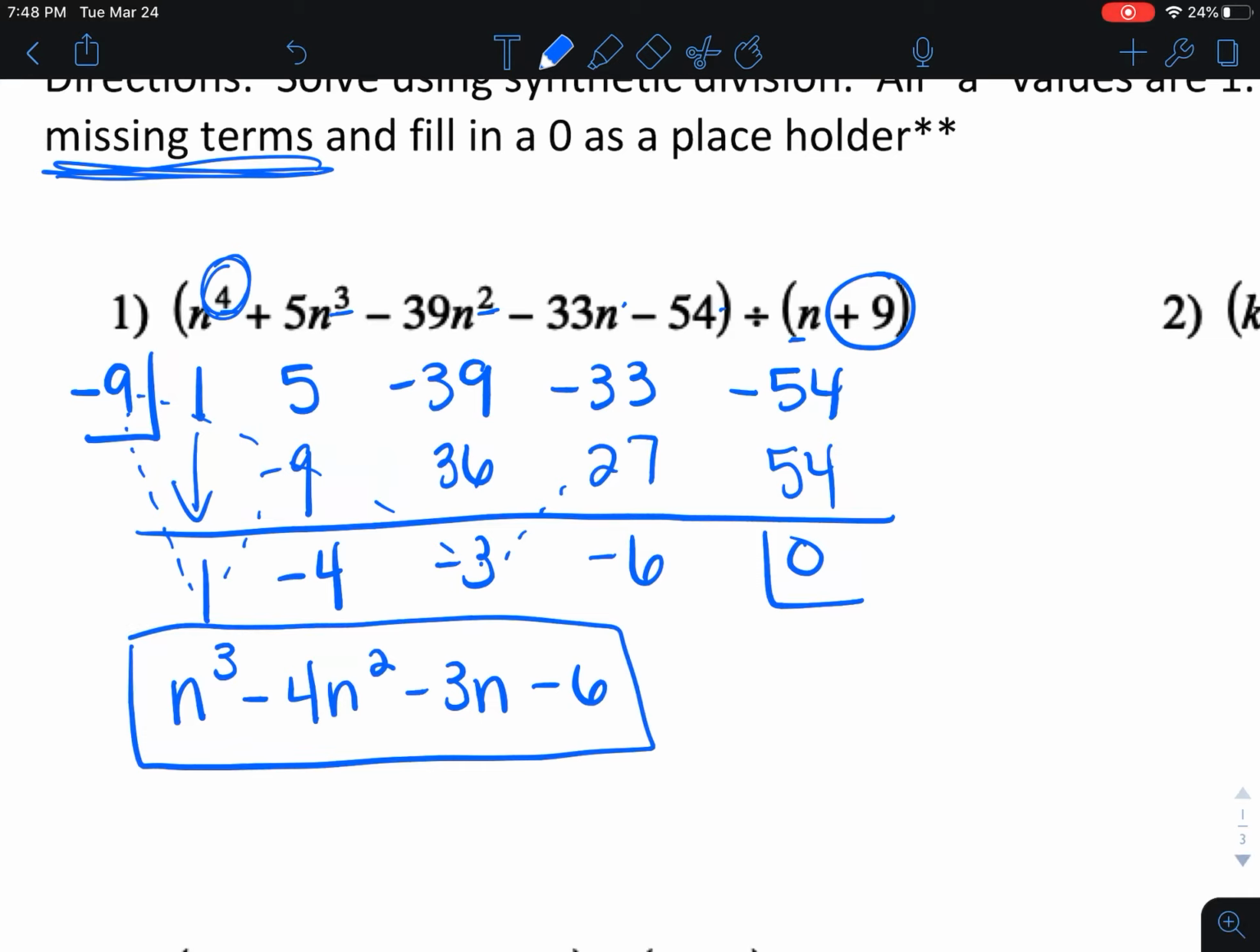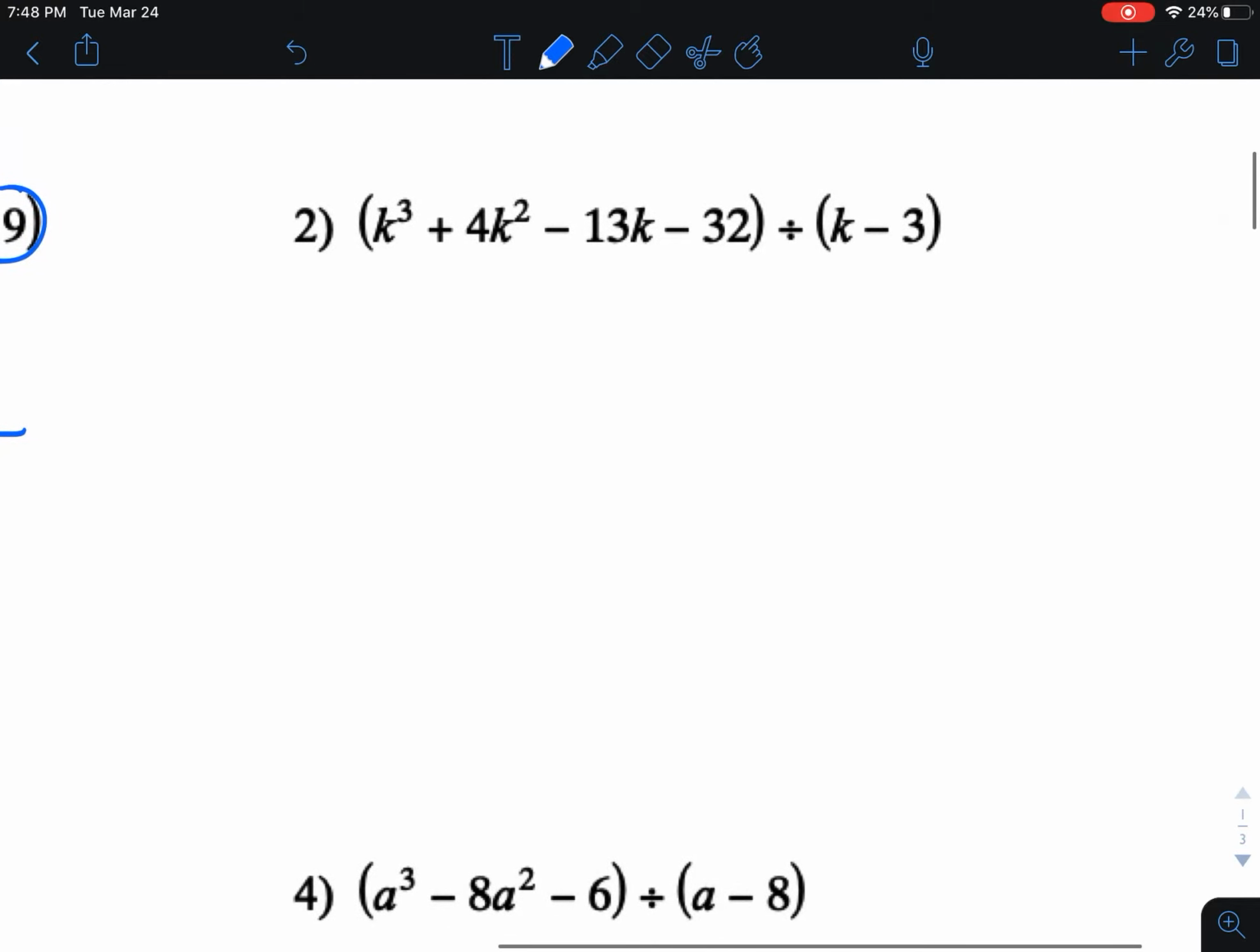Again, just going over what we did yesterday. Let's look at number 2. The first thing I'm going to do is check my exponents to make sure that I have everything. I have 3, 2, this is essentially 1, and then 0. So I've got everything, we're good there.